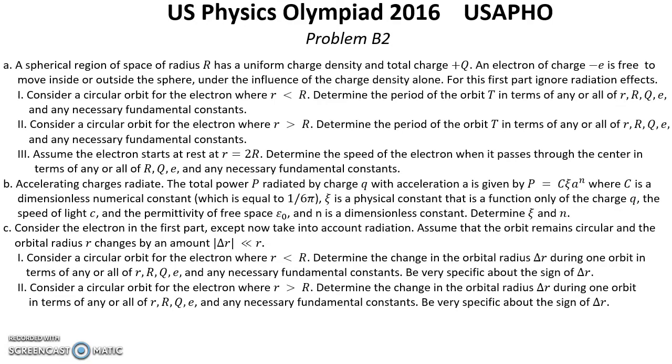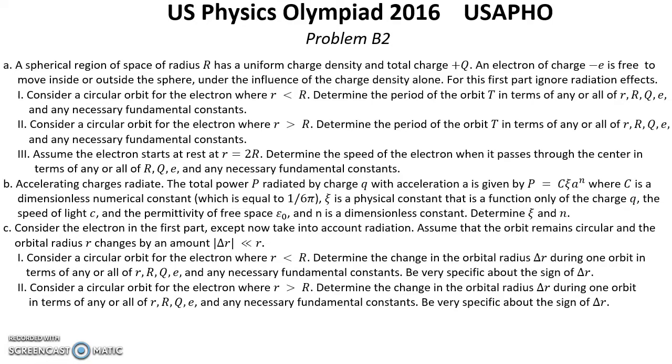Part B. Accelerating charges radiate. The total power P radiated by a charge Q with acceleration A is given by the formula P equals C times A to the power n, where C is a dimensionless numerical constant equal to 1 over 6 pi.